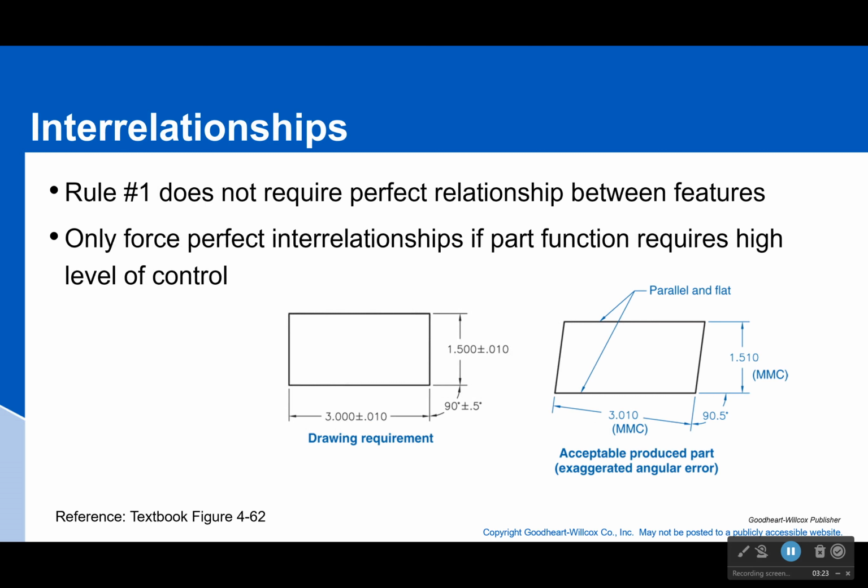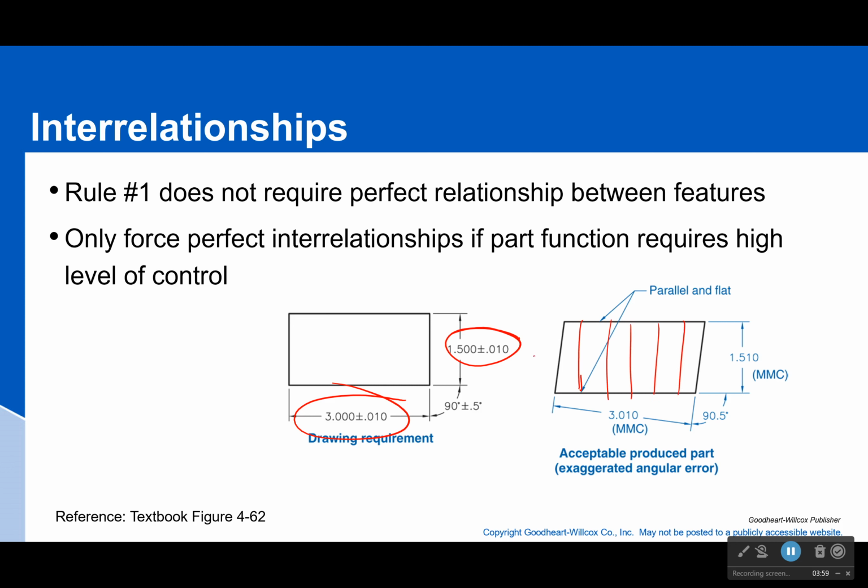Now, it does not require perfect relationships between features. So right here, you see I have two features. I have a height and I have a width. You might say, well, that's one feature, it's a rectangle. No, that's two features: the height and the width. And at max material condition, the width at all points must be 3.01. As you can see, it is. At every single cross section, it's 3.01. And at every single position in the vertical direction, it must be 1.51 in height.